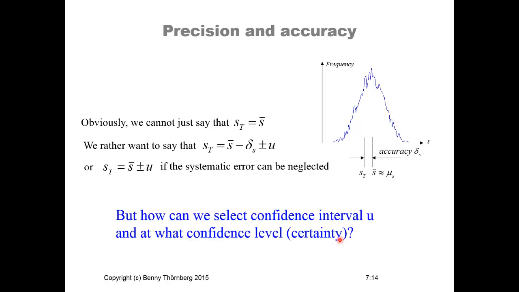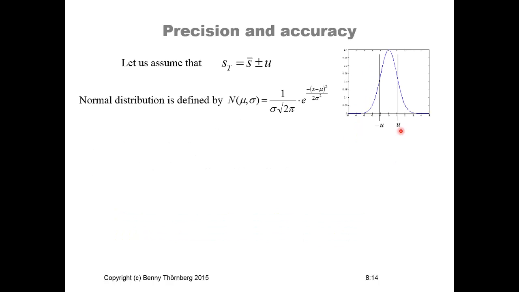Which means that if we are using an interval of u, at what certainty can we say that the measured voltage is within this range? So let us assume that we have a situation where we can neglect the accuracy error and the true mean value ST is equal to the measured mean value plus minus the interval u. And then we specify the normal distribution according to this formula, where sigma is a measure of the variation and mu is a measure of the center of gravity, where we have the position of the distribution.